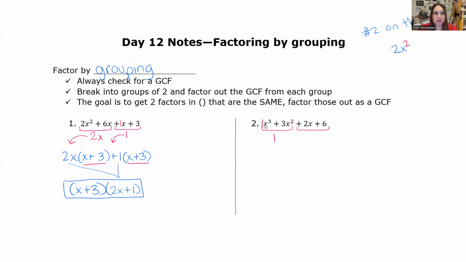And then for this problem, I have 3 x's here and 2 x's, so the most I can pull out is 2, so x squared. And then in my second group, I have a 2 and a 6. The greatest common factor would be 2, and it's a positive 2.